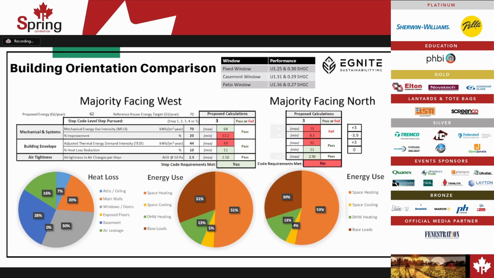Our percent improvement goes from 12.2% down to 8.3%. That's a 3.9% decrease in energy efficiency. And then our thermal energy demand intensity increases from 49 to 52. That's a 3 kilowatt per hour per year increase. So in this particular home, when we've got those same specs facing due north with the majority of our windows, we're not even meeting Step 3 performance of the BC Energy Step Code.